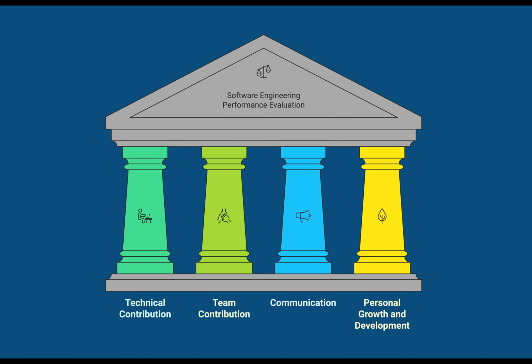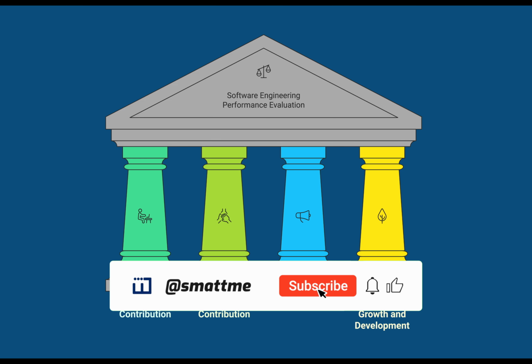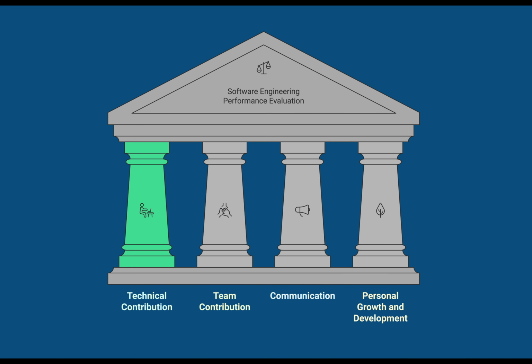Now, software engineering performance evaluation can be said to be based on 4 major pillars. Number 1, we have technical contribution, we have team contribution, we have communication, and the last one is personal growth and development. These are the 4 pillars we are going to be looking at when it comes to evaluating the performance of a software engineer for a particular time period. Let's start with the first one, technical contribution.